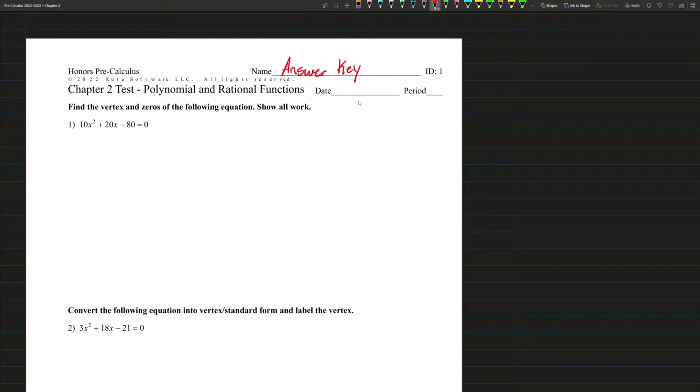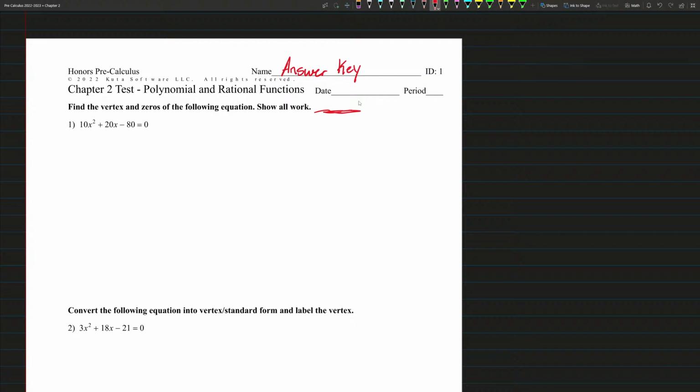So number one, find the vertex and zeros of the following equation. Show all work. You can do this any way you want. I didn't have any other directions here. I didn't say by completing the square, I didn't say by factoring, I didn't say by using the quadratic formula. I didn't say any of that, so it's up to you.